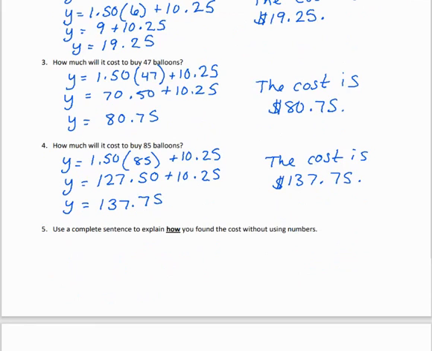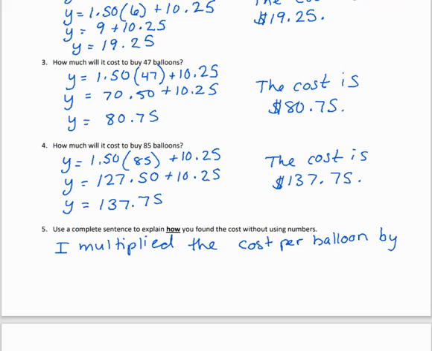Alrighty, so now use a complete sentence to explain how you found your answer. So we multiplied first, right? We're not going to use numbers. So I multiplied the 1.50, but the 1.50 represents what? What does $1.50 represent? The cost per balloon. Great. The cost per balloon by the 6, the 47, the 85. What did that represent? The amount of balloons. Right. The amount of balloons or the number of balloons.